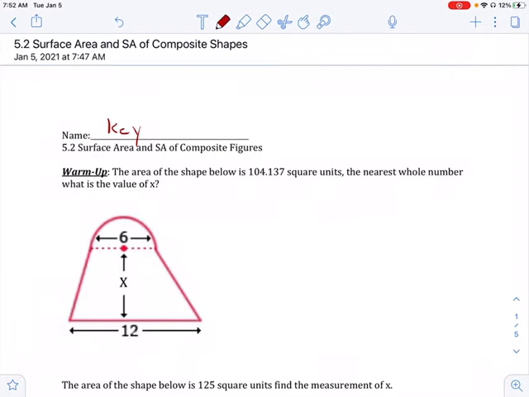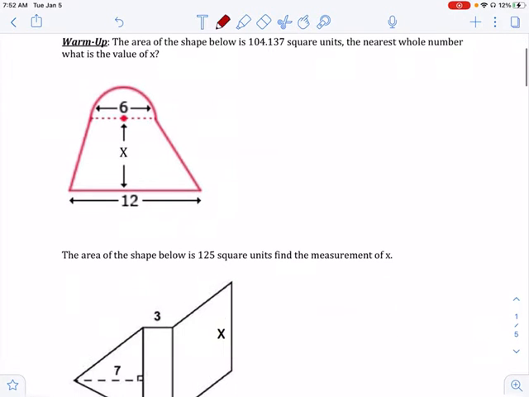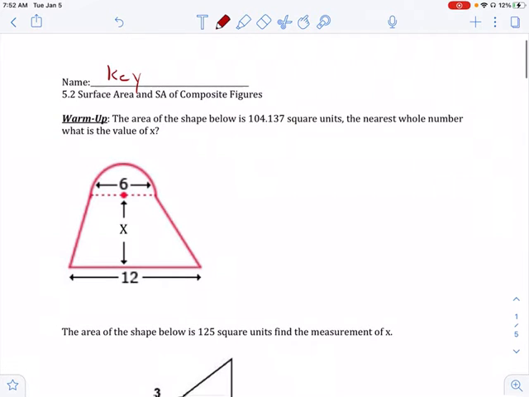Hey everyone, and welcome to our second lesson in the geometry unit, which is going to be on surface area and surface area of composite figures. This lesson is going to start off with a warm-up from yesterday's content. We have two different composite shapes. Composite shapes are just shapes that are really comprised of other shapes.